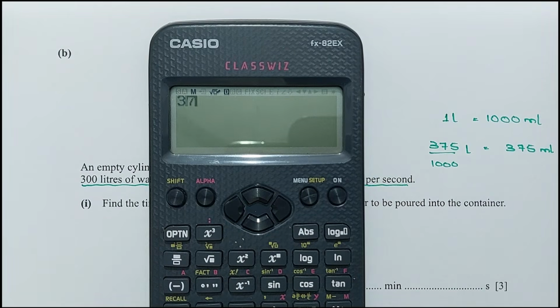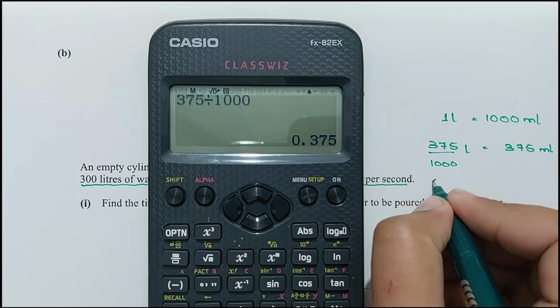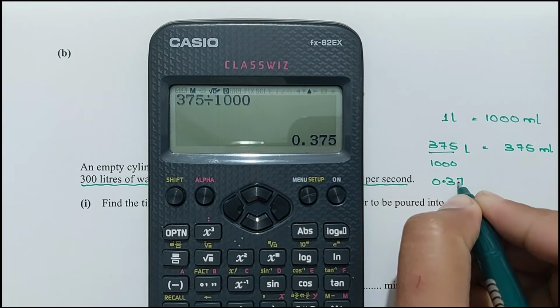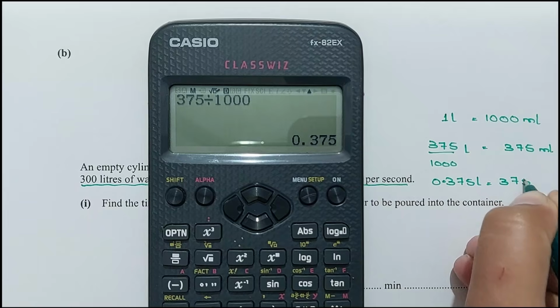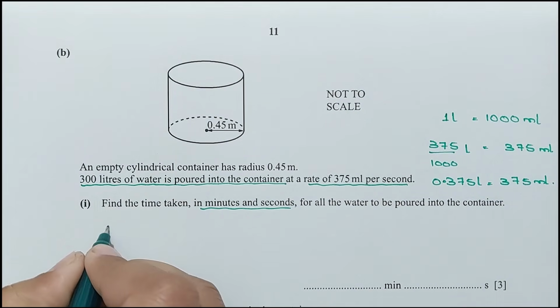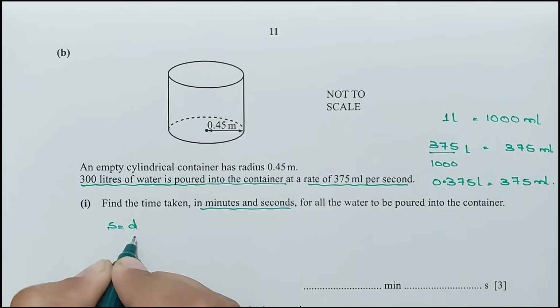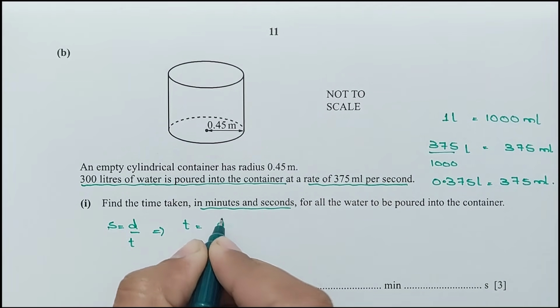This would be 375 divided by 1000, which is 0.375 liters in 375 milliliters, right? So we know that speed is equal to distance over time, and from here time is equal to distance over speed.